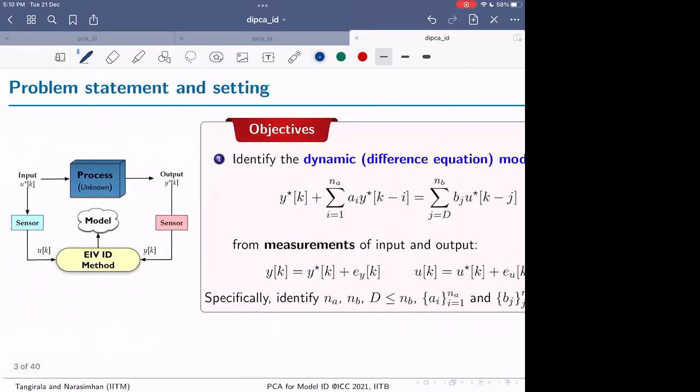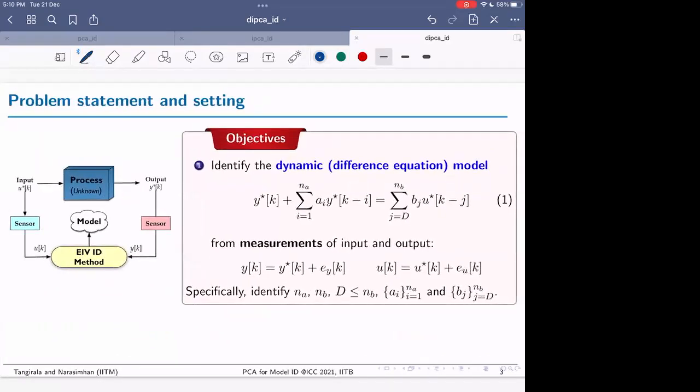Here is the problem statement, and we will restrict ourselves to single input, single output systems. The objective is to identify the standard difference equation model. There is nothing complicated about this model, a very basic model that we learn to identify in the 101 of identification, or a basic model that you encounter in linear systems theory.